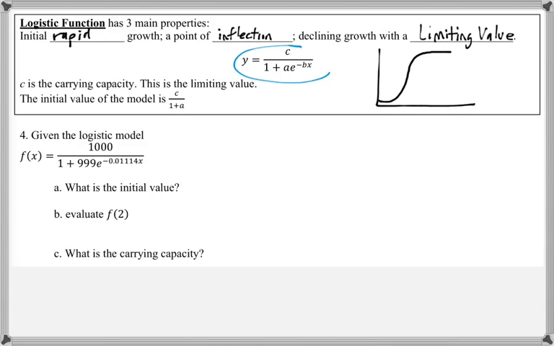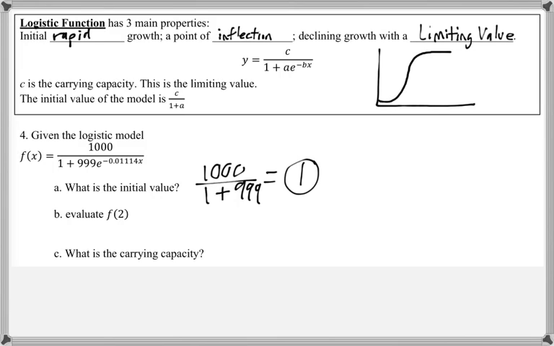So this is the form for all logistic functions, and C is the carrying capacity. So whatever number's on top here, it's never going to get bigger than that. And the initial value of the model is this. That really just comes from, if you put 0 in for x here, then this is what it will be equal to. So question number 4, it asks what is the initial value? That would be 1000 over 1 plus 999, which is 1000 over 1000, which is just 1.